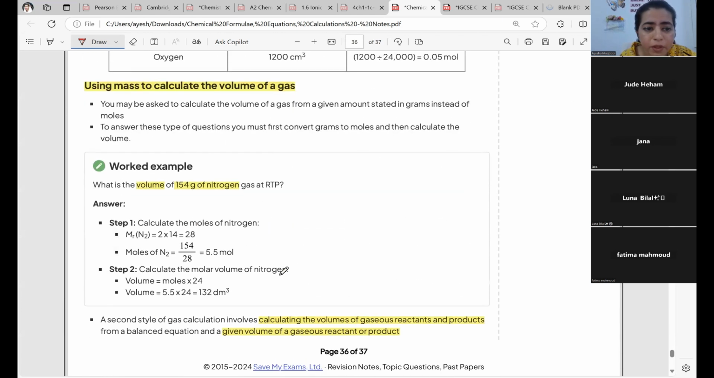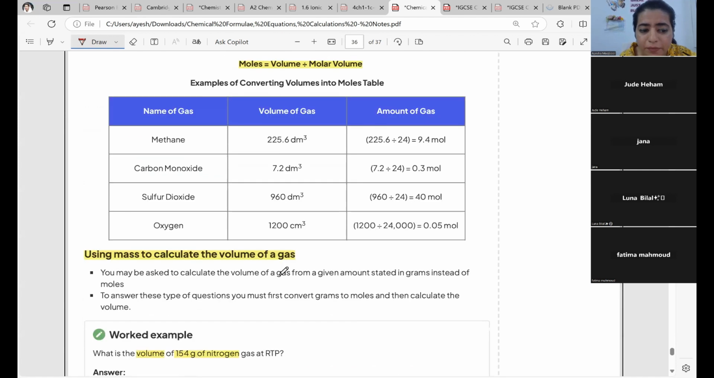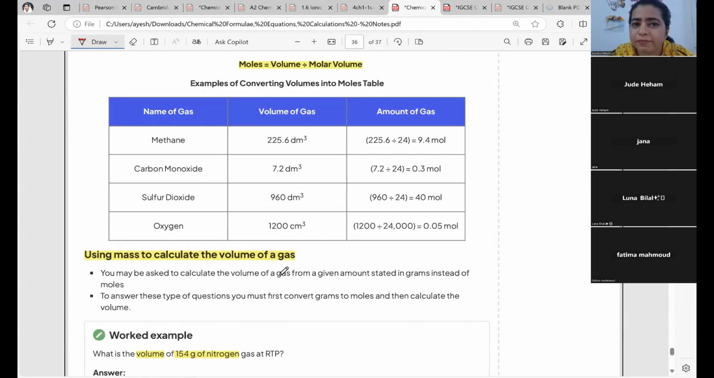Miss, I have a question. Yes, sure. Miss, so basically we use the volume to find the number of moles. So it's another way to find the number of moles. Yes, it's another way to find the number of moles. For moles, we have many formulas. Okay, so this is a new formula to find the moles. Okay, so when we can apply, check out this worked example.